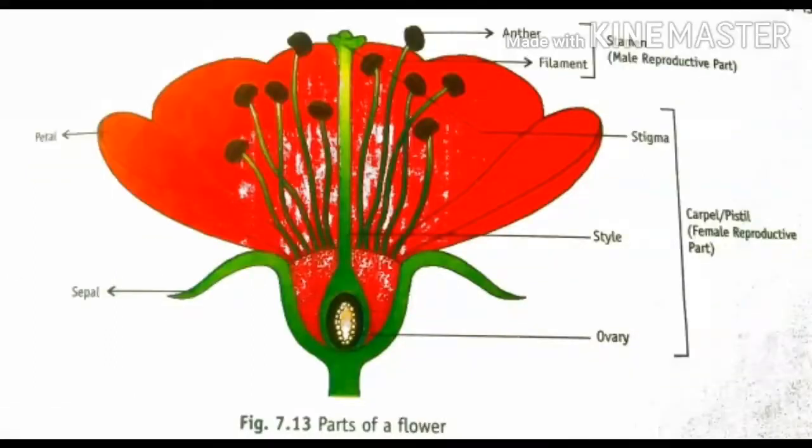First we'll see sepal. The outermost green leafy structure in a flower is called the sepal. Sepals protect the flower at the bud stage. Sepals are also a very important part in an open flower.